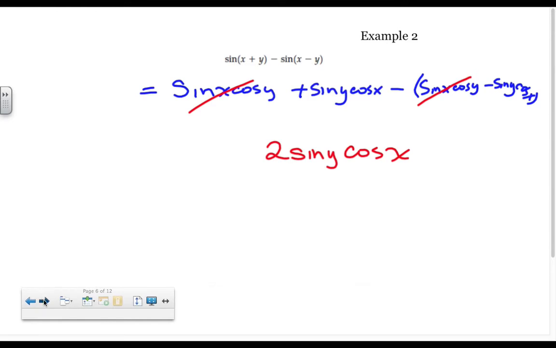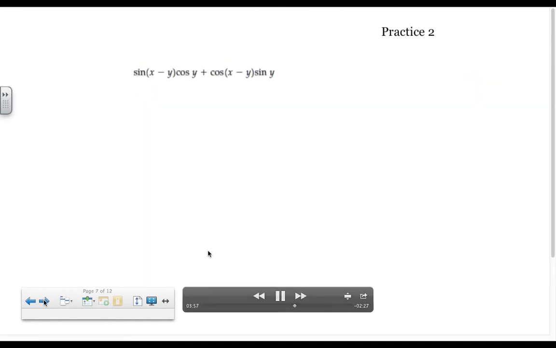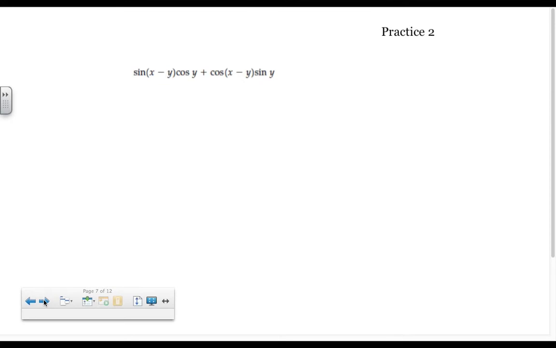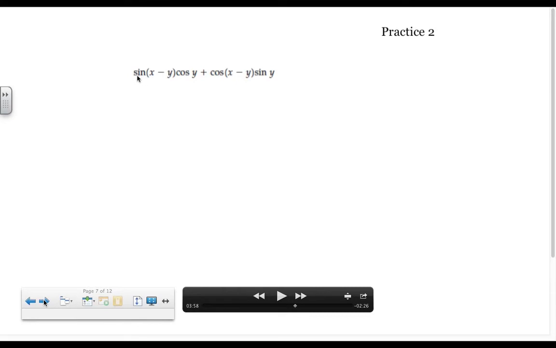Okay, here's your practice problem. Give it a whirl. This one is weird, and we might have to talk about this one tomorrow. Instead of working this all out, I want you to go back to the rules and see if you can work backwards. Saying that if we called this just z, sine z cosine y plus cosine z sine y, is there a way that you can go backwards? All right, it's tricky.